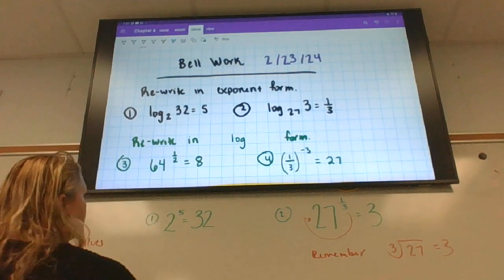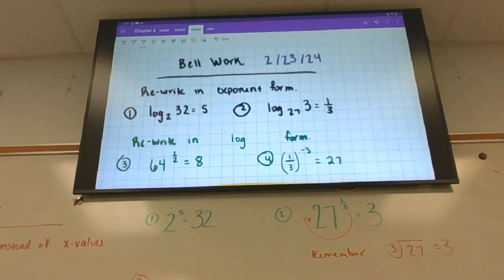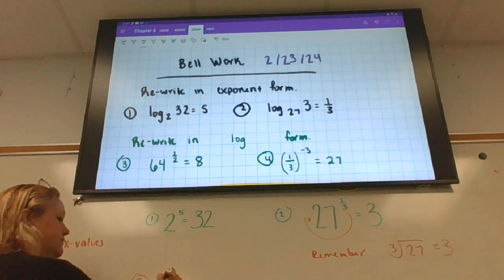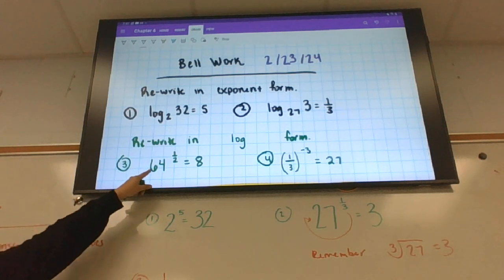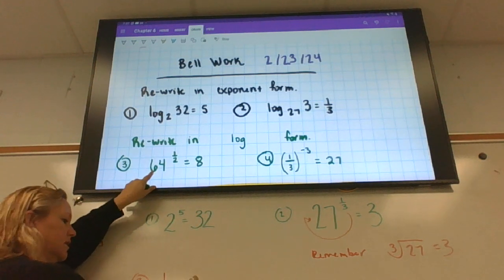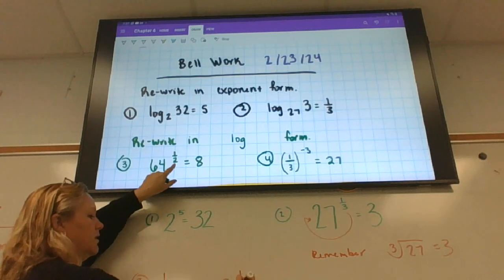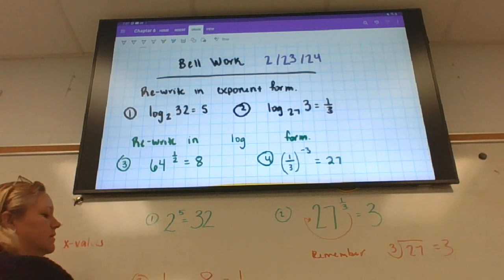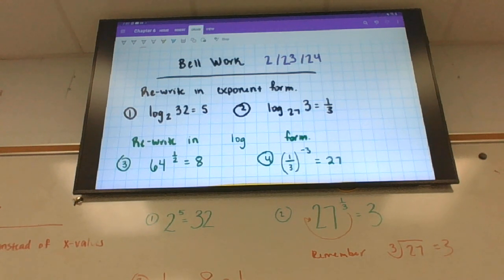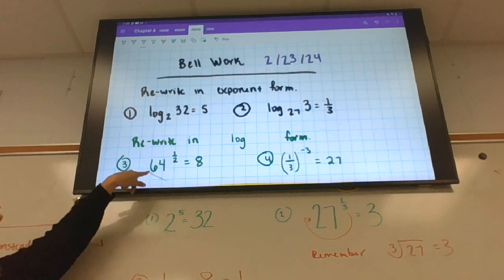All right, number 2, rewrite in log form. Step 1 of writing something in log form is just writing the word log. The base of the exponent is the subscript of the log, 64. Logarithms solve for exponents, so I'll go ahead and put the 1/2 at the end. And then the only number left is 8. Log base 64 of 8 is 1/2. And that's because this is a square root, the square root of 64. Anything to the 1/2 is a square root.